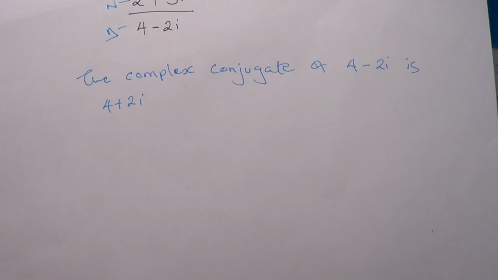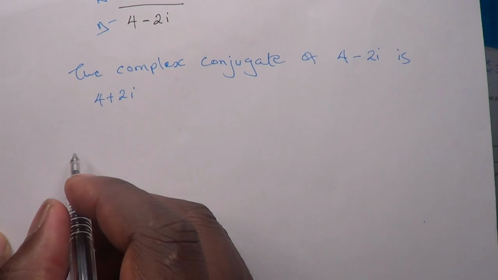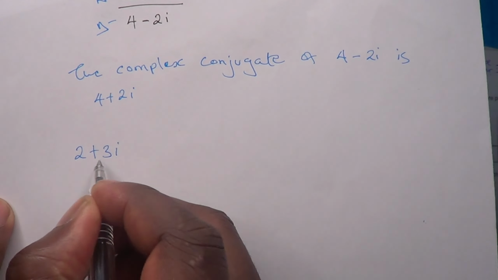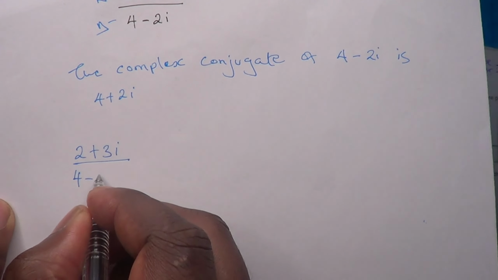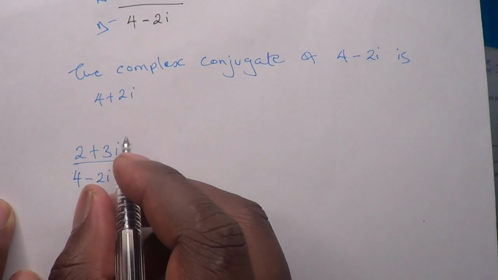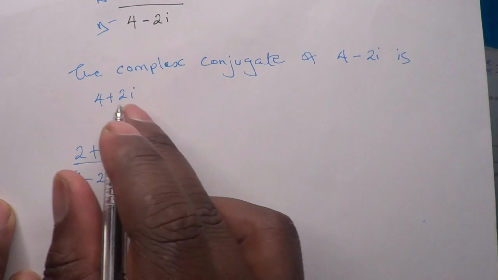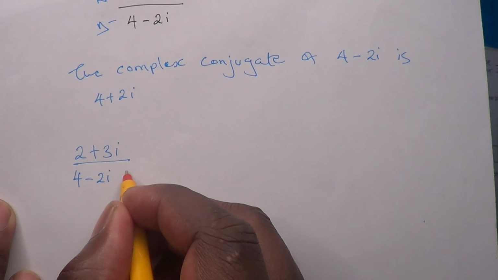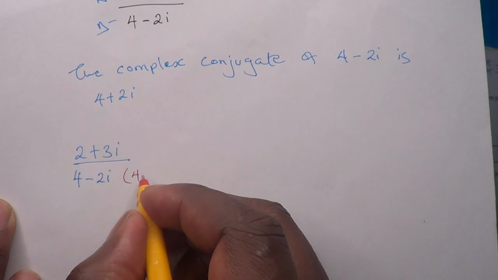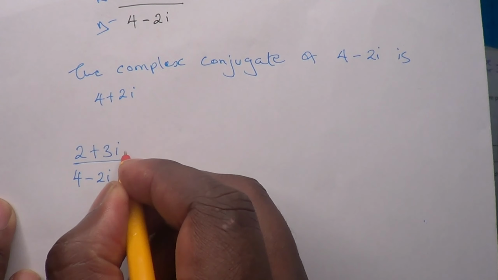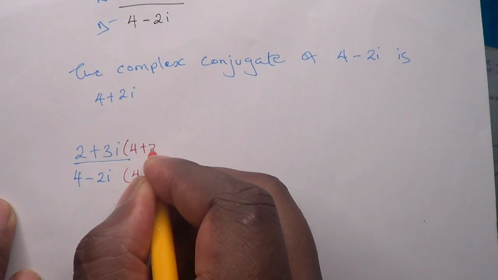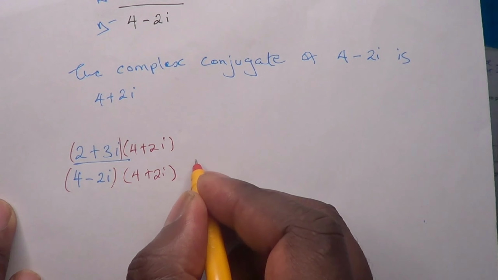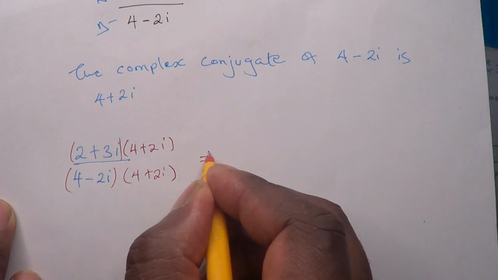So at this part here, we are given 2 plus 3i over 4 minus 2i. Now I need to multiply by the complex conjugate on the numerator and the denominator on both sides. So let me multiply here by 4 plus 2i. I multiply also on the top 4 plus 2i. Let me put this one into brackets.